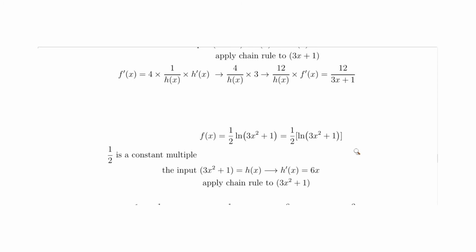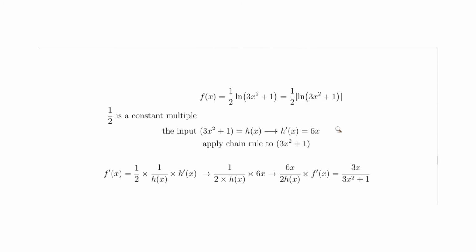Okay, so now we've got one with a fraction, and also a power in here. So quite a bit of work to do. Half times ln of 3x squared plus 1. Our half is our constant multiple, so we leave that till the end. We use 3x squared plus 1 as our input and take the derivative of that when applying the chain rule. So here's how we set it out.